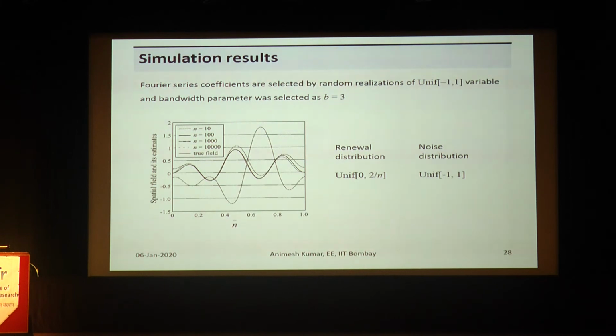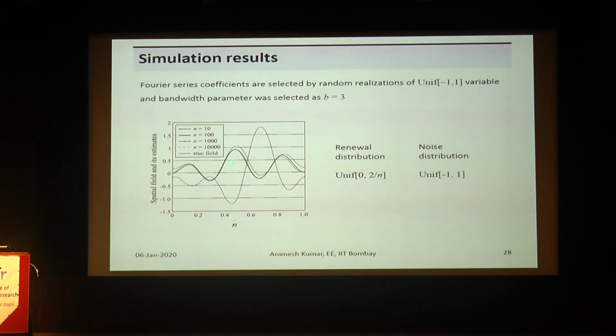So the way we set up the simulation was we selected a few random Fourier series coefficients. We set the bandwidth b to be 3, which means there are 7 unknowns to be learned or estimated, and we set the renewal distribution to be uniform between 0 and 2 by n. That sets the average intersample spacing as 1 by n. So what is shown here is just one random run.